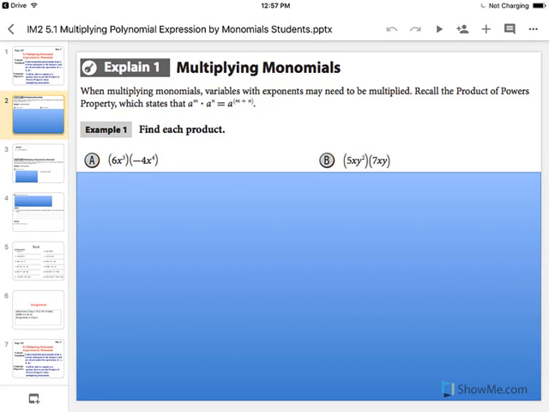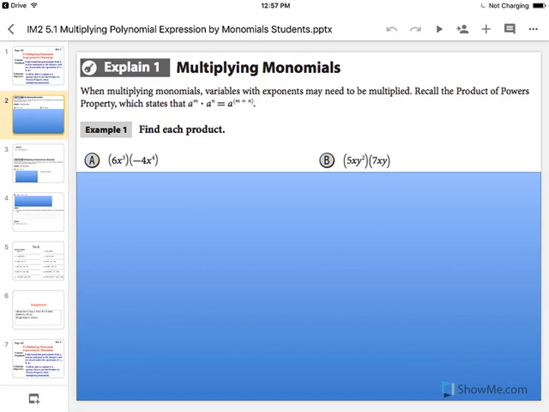Example 1. Multiplying monomials. When multiplying monomials, variables with exponents may need to be multiplied. Recall the product of powers property, which states that a to the m power times a to the n power is equal to a to the power of m plus n. Example 1. Find each product.